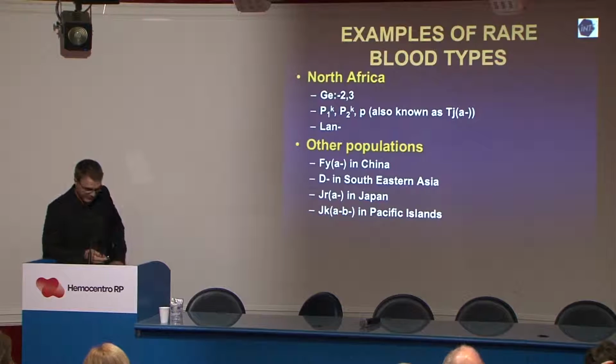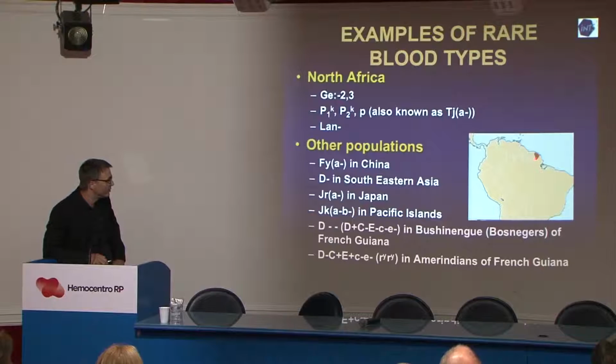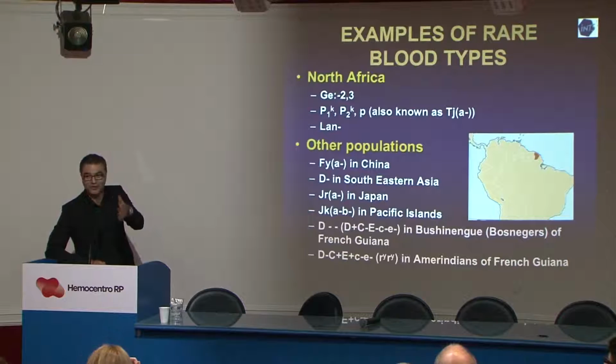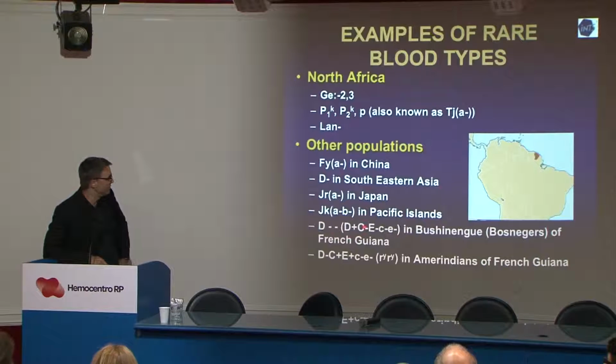And I also added this because, as you know, we have here a very small territory. It's French overseas territory, French Guiana, and we have some very specific rare blood types in this area that you may, I'm sure, encounter here in your country. So the first one is D-dash-dash, that means there is no RHCE protein, as you can see here, and this is found in the Bushinenge ethnic population.